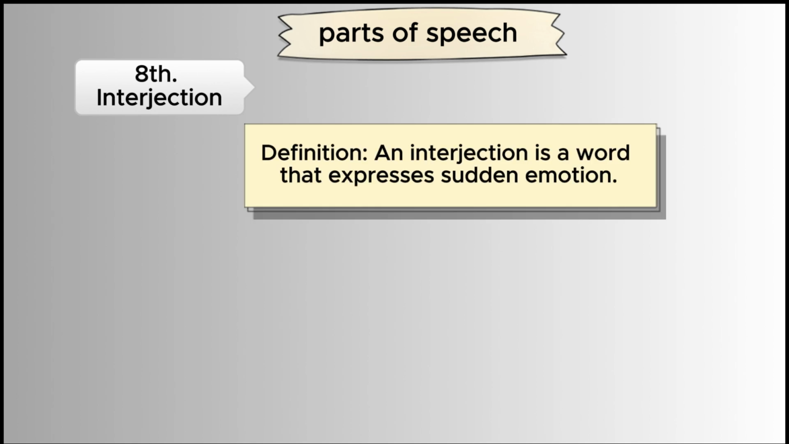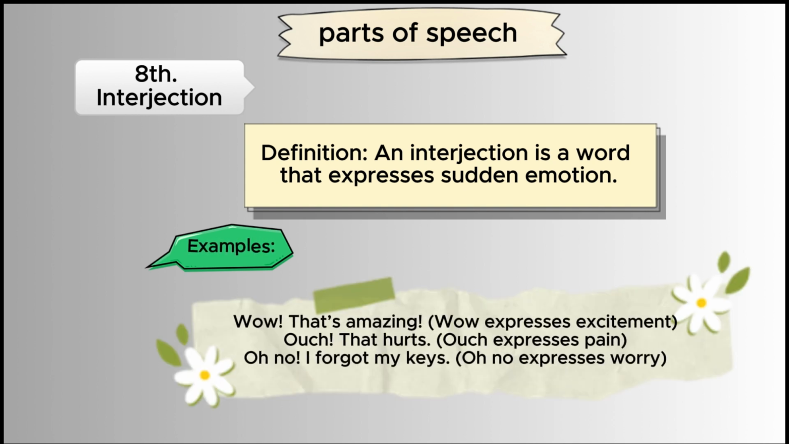Eighth, interjection. Definition: an interjection is a word that expresses sudden emotion. Examples. Wow. That's amazing. Wow expresses excitement. Ouch. That hurts. Ouch expresses pain. Oh no. I forgot my keys. Oh no expresses worry. And that's all about the 8 parts of speech.